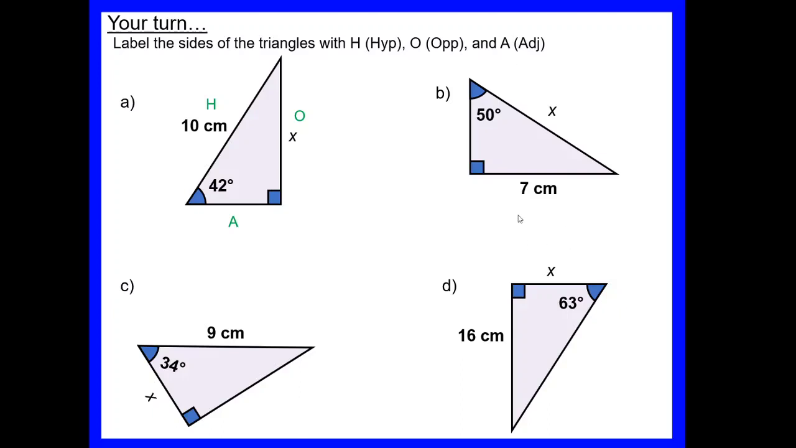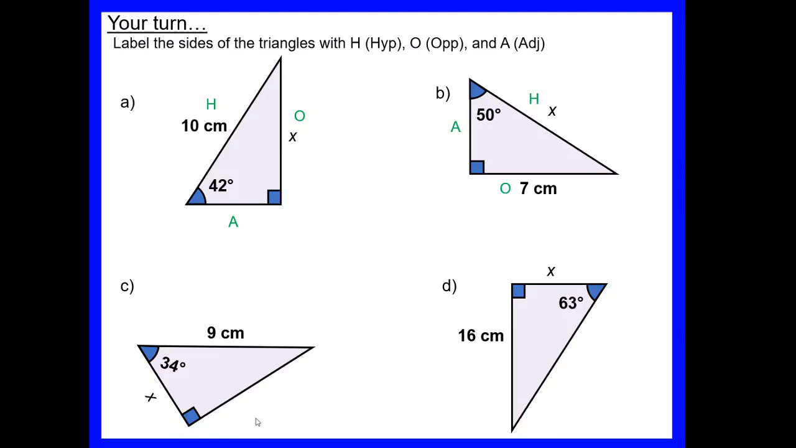So the same for this one. Again, I'm going to start with the hypotenuse. From the right angle, my longest side is my hypotenuse. Follow my angle across and I get my opposite. And the one that's left is my adjacent there, next to my angle.